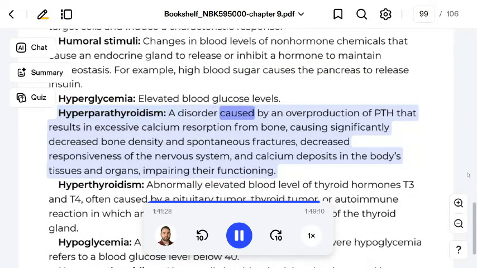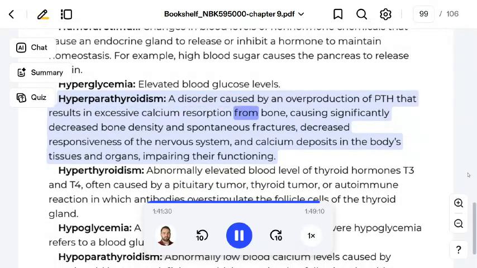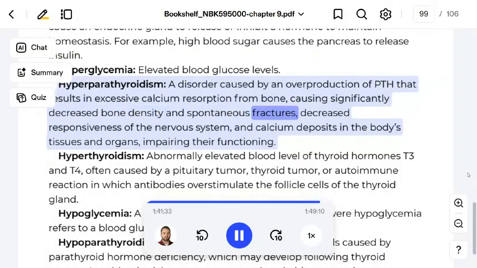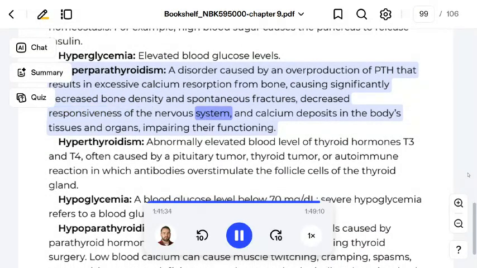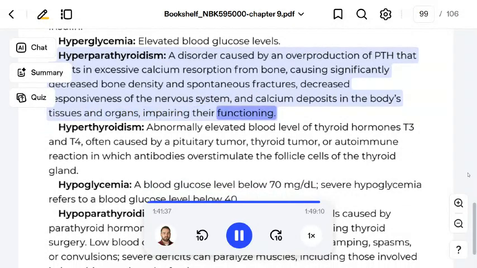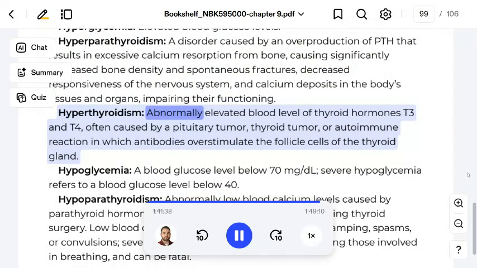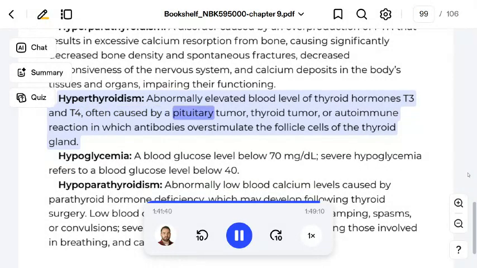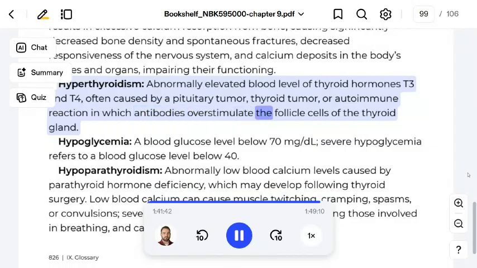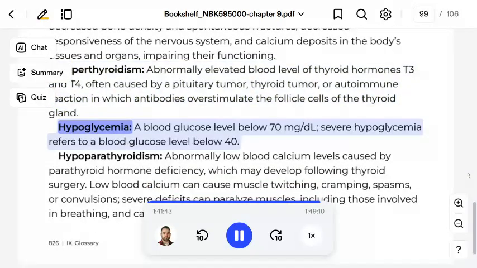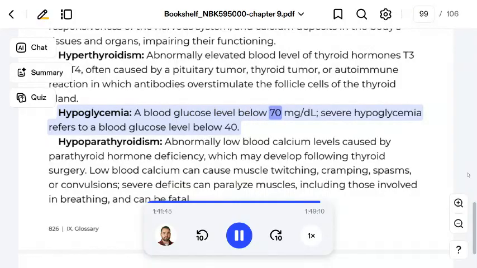Hyperparathyroidism, a disorder caused by an overproduction of PTH that results in excessive calcium resorption from bone, causing significantly decreased bone density and spontaneous fractures, decreased responsiveness of the nervous system, and calcium deposits in the body's tissues and organs, impairing their functioning. Hyperthyroidism, abnormally elevated blood level of thyroid hormones T3 and T4, often caused by a pituitary tumor, thyroid tumor, or autoimmune reaction in which antibodies overstimulate the follicle cells of the thyroid gland.